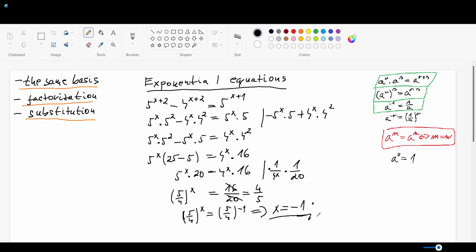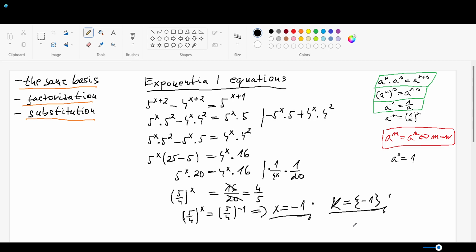You again are supposed to do the check. If you do so, you will find out that our solution is really true, and the conclusion is the set of the solutions. In this case, only one solution, so a one element set, and it is the number -1. Okay. So these were four easy exponential equations. We used the same basis method or factorization method, and this is all for today's video.